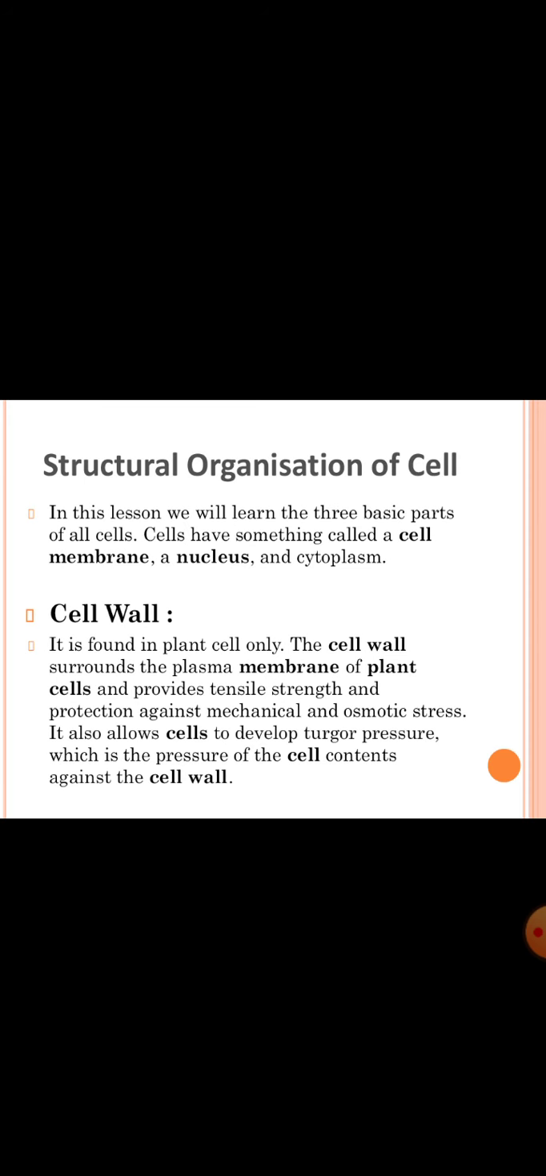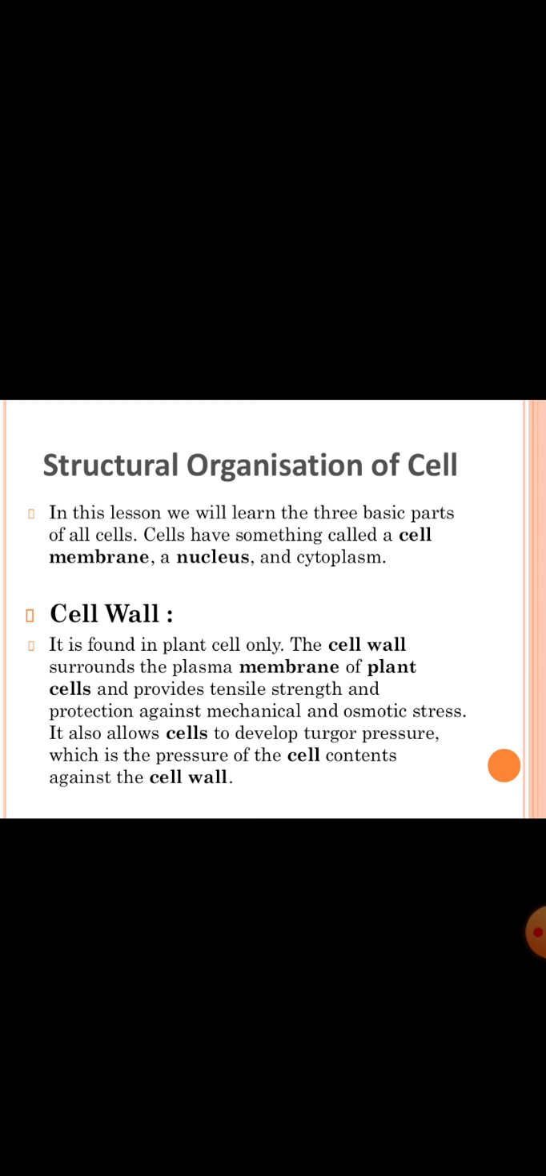Next topic is structural organization of cell. As we studied the structural organization of cell in our previous classes, like 7th or 8th standard, several cells combine together to form a tissue, and several tissues combine together to form an organ, then respectively organ system and a human body. In this lesson, we will learn the three basic parts of all cells.